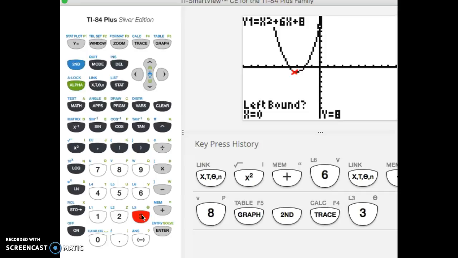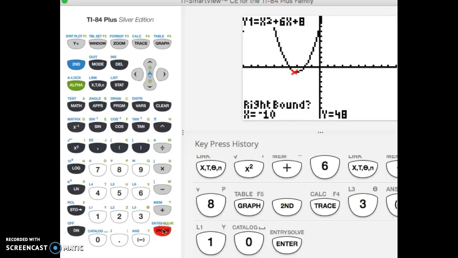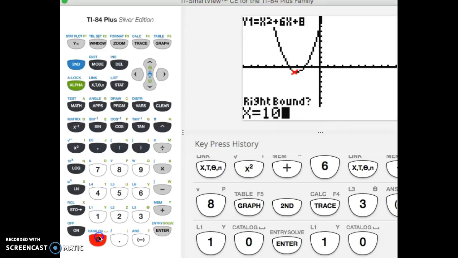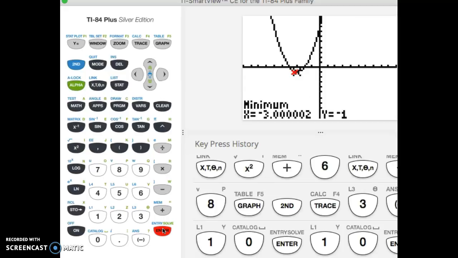Easiest thing to do, an x value way to the left is negative 10, so I hit enter. One to the right is positive 10, hit enter. And then hit enter one more time. You can use negative 10 to 10 in about every problem, because that's what the window settings are. It goes all the way over to negative 10 on the left and all the way to the right to positive 10.